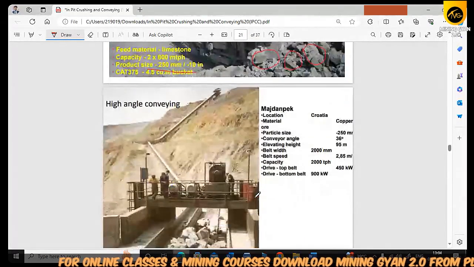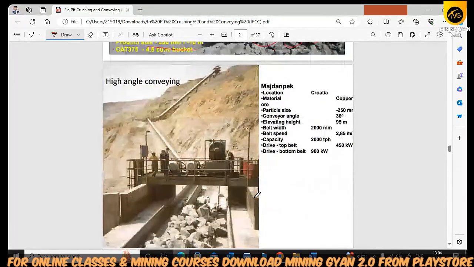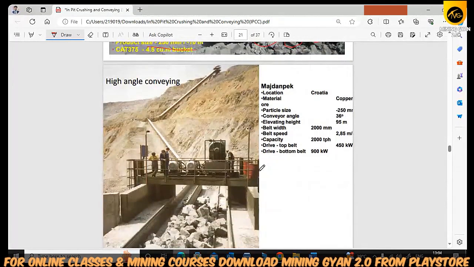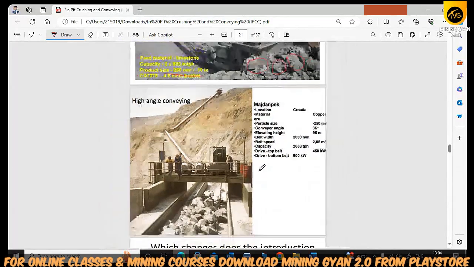So the next is high angle conveying. This is what I want to teach you, the high angle conveying. You see this is almost a 20-meter bench height. So how did we make the 20-meter bench height with the help of this high angle belt conveying system?